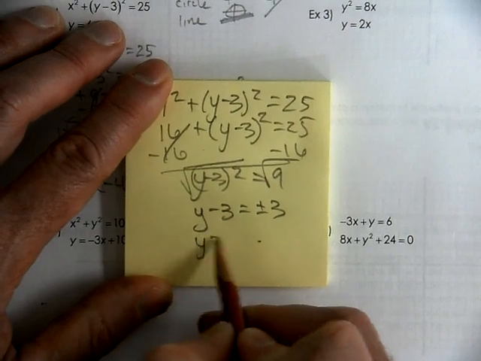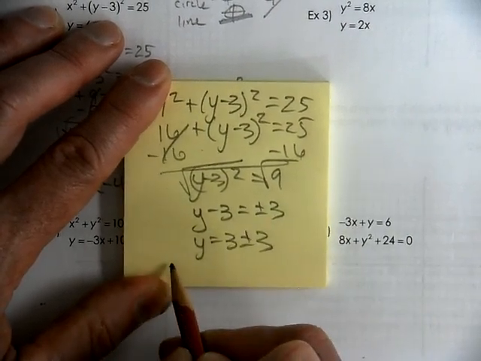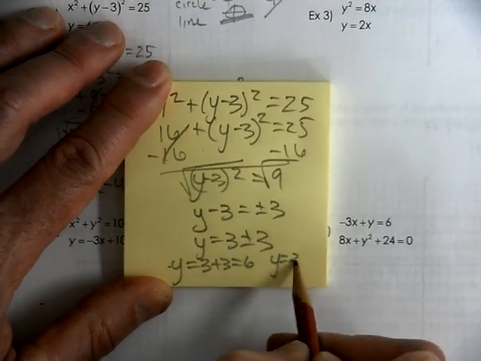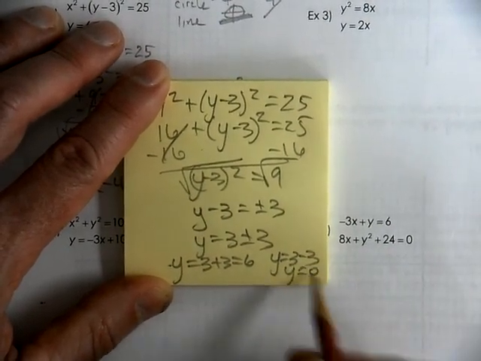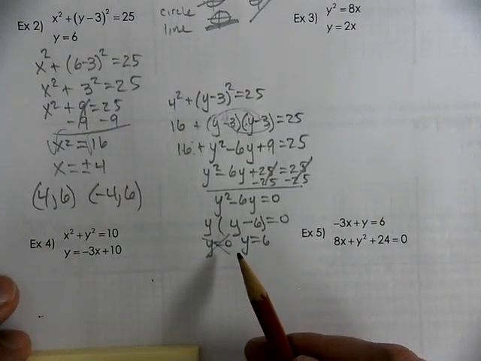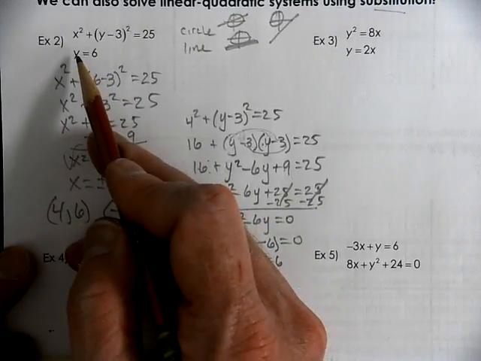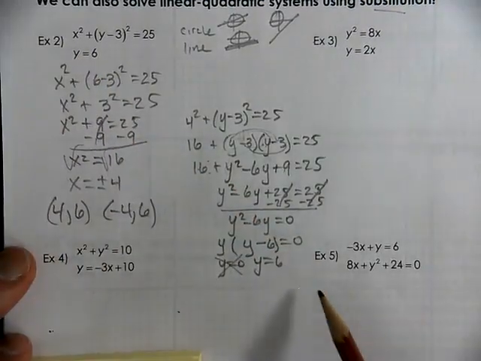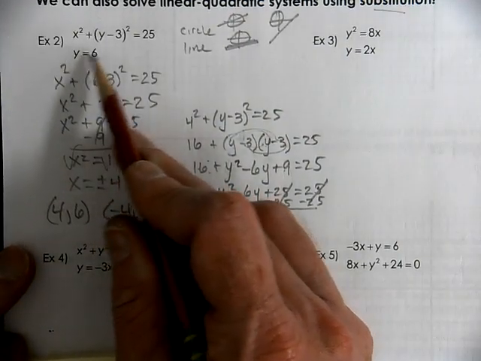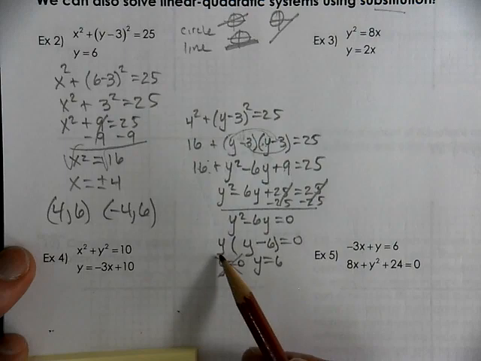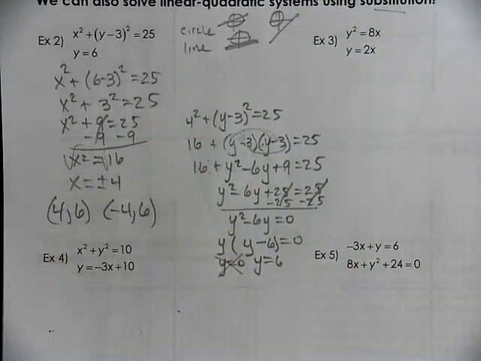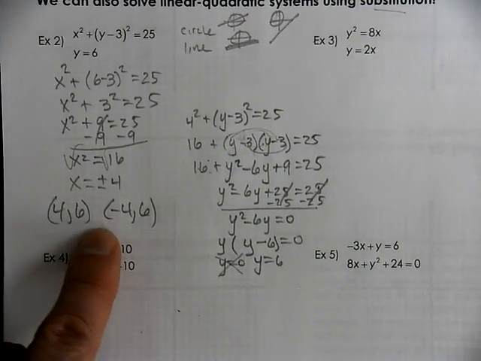And then I'm going to add my 3 across. So I get y equals 3 plus 3. And I get y equals 3 minus 3. And again, I get 0 and 6, just like we did. And when I plug the 6 into the other equation, I see that it works. So that's a possible solution. When I plug my 0 into the other equation, it doesn't work. So that's a good way to know you can eliminate that as a possible option. So either way, those are our solutions.